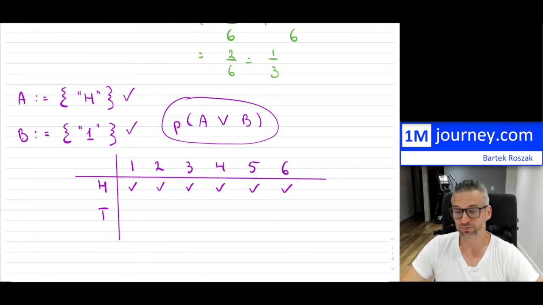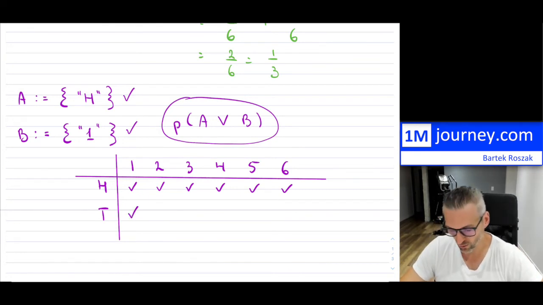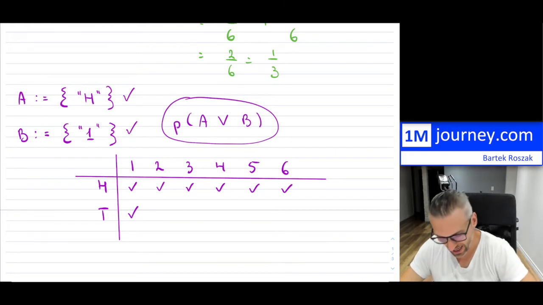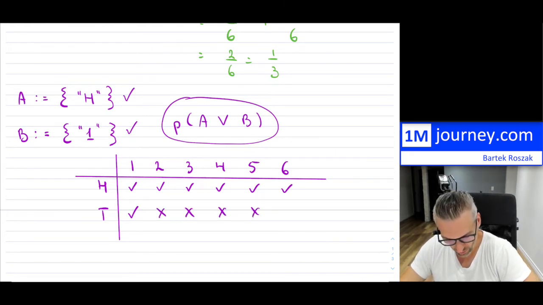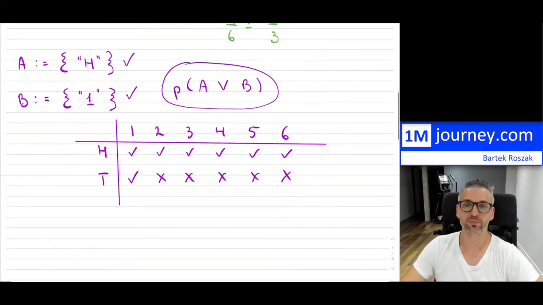Now, what if I flipped and I got a tail? Well, then the only one that would count is the one where you would have seen a tail and a 1, because that's what I'm trying to see, A or B happening. If I see a tail and a 2, that won't work, and none of these will work either. So now I can certainly count these up, right?